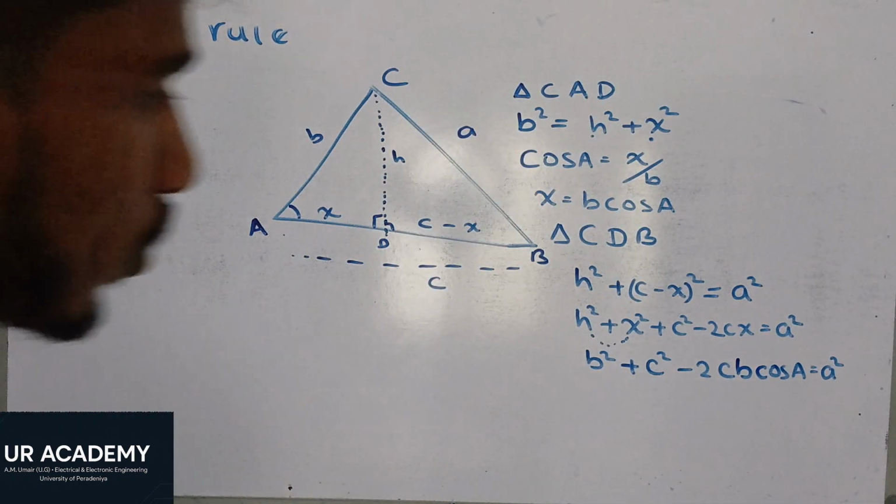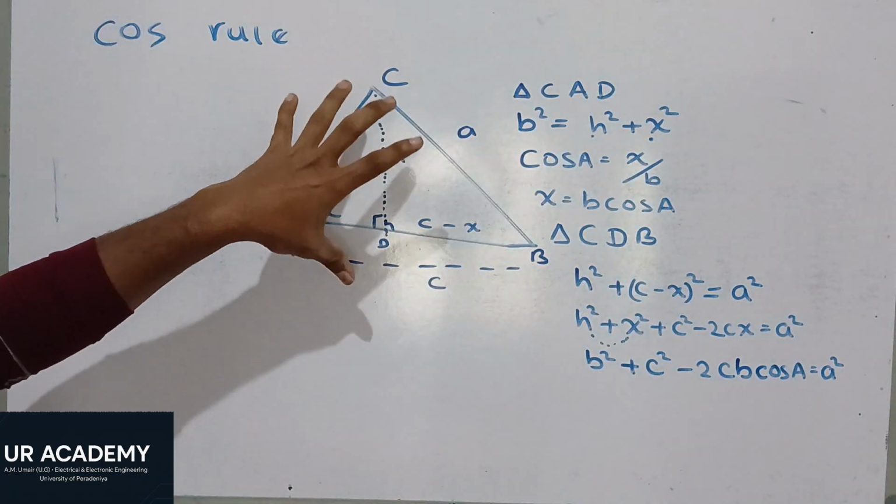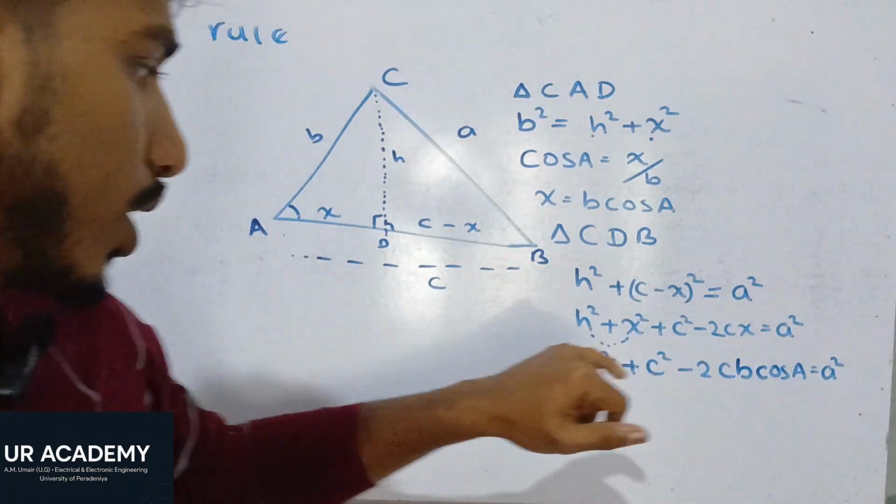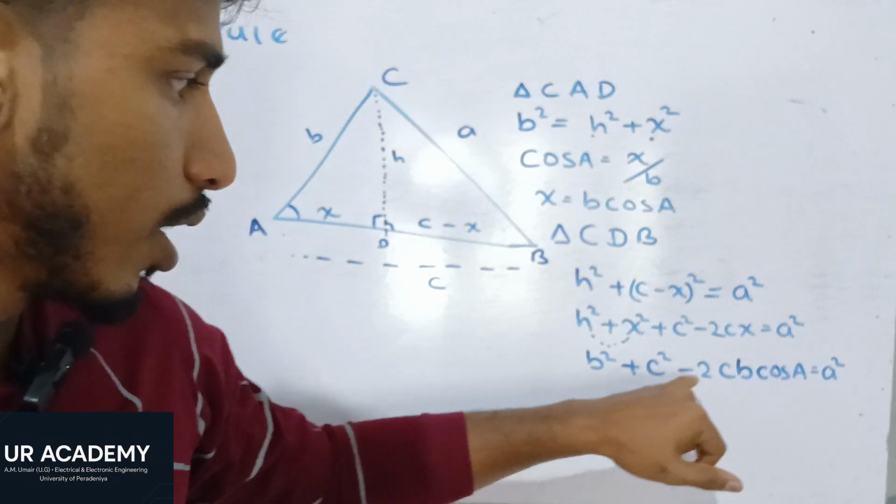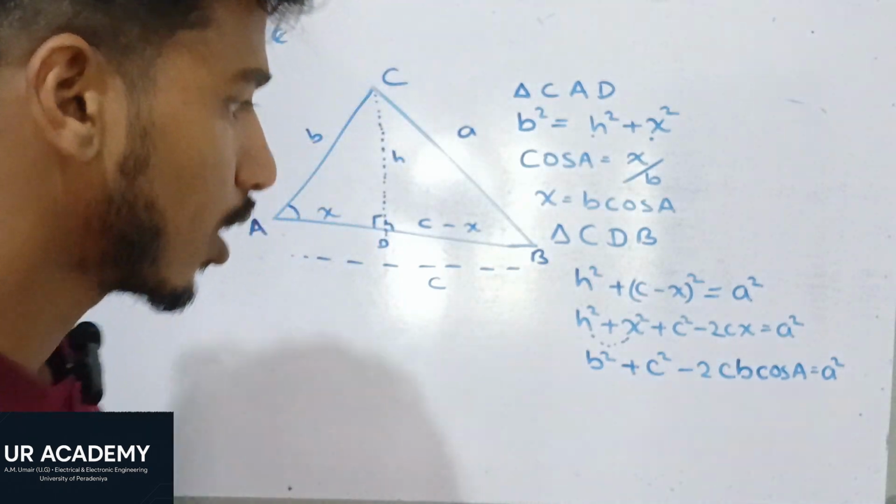So we are eventually able to prove the cos rule even for an acute angle triangle, where a squared is equal to b squared plus c squared minus 2bc cos A.